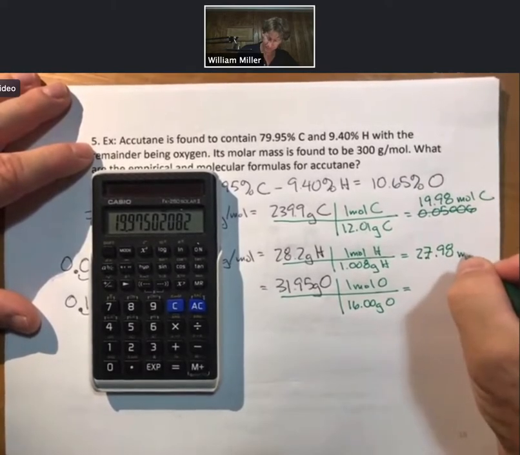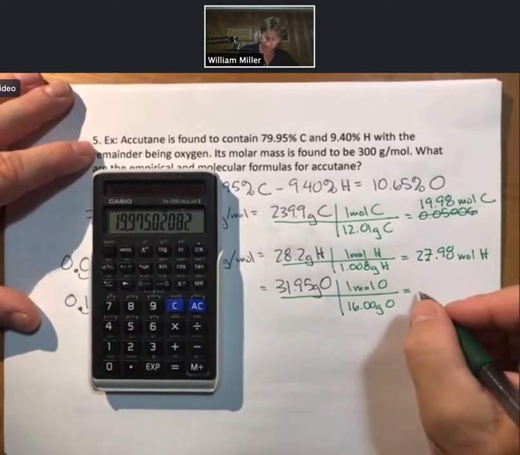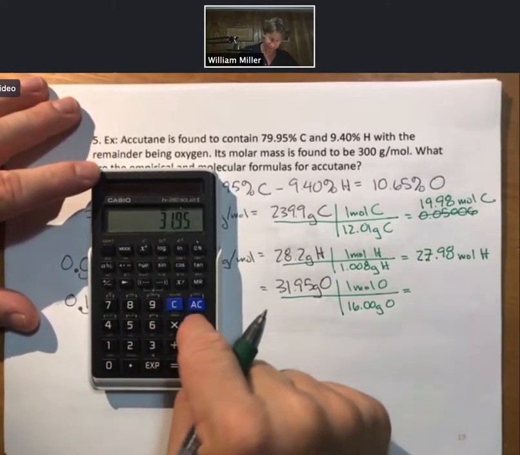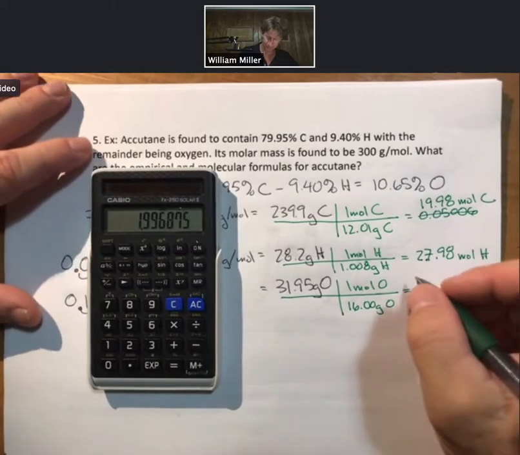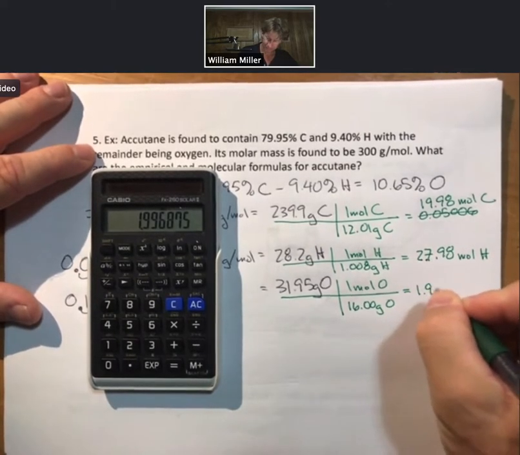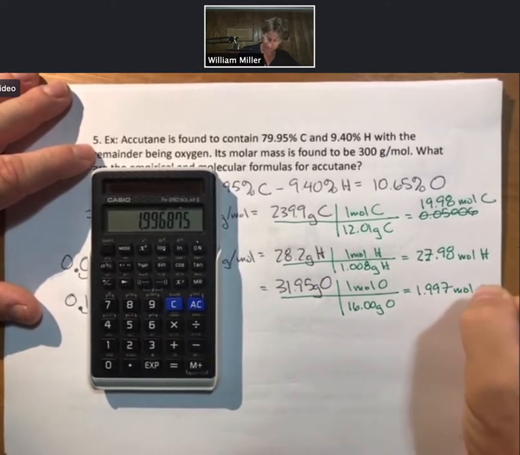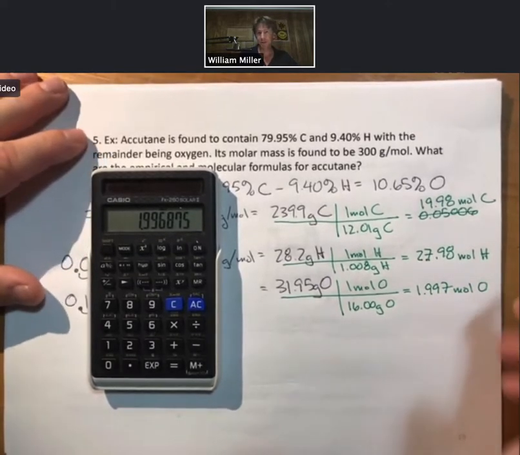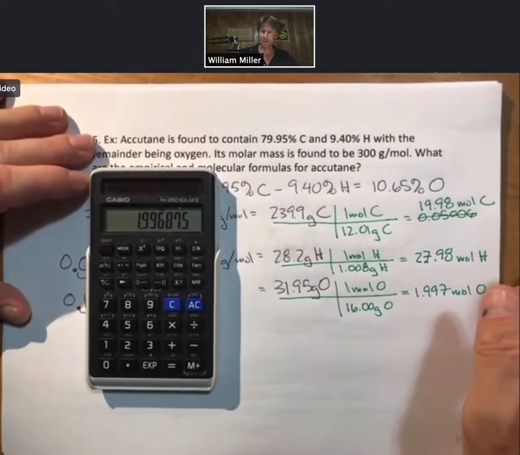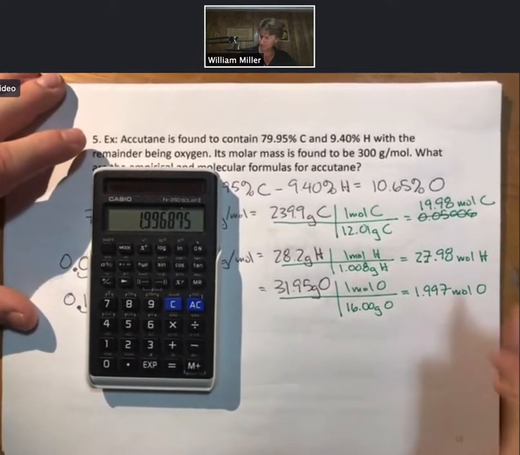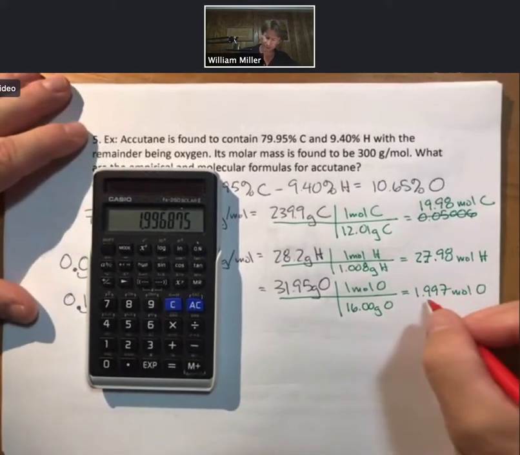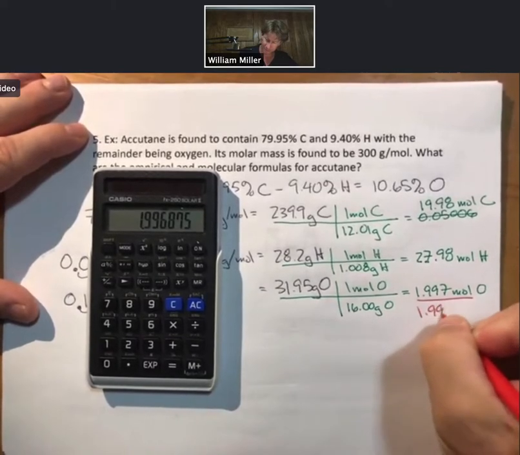19.98 moles C, H: 31.95 divided by 16 is 1.996. Okay, these are looking very much like, if not the smallest possible, small whole numbers, but let's see what we get here. If you're not sure, if they don't look like small whole numbers, always divide by the smallest one.